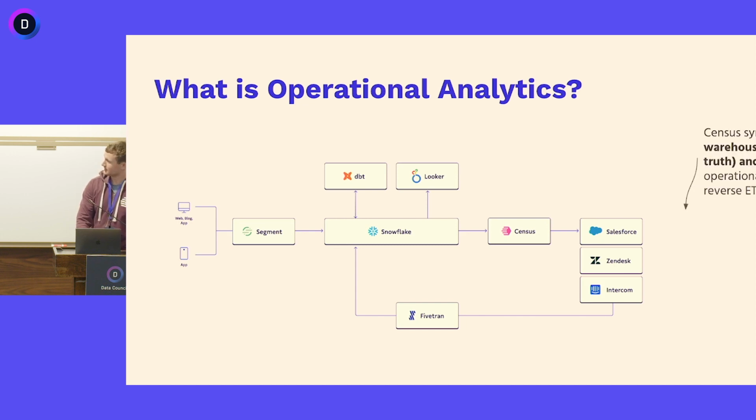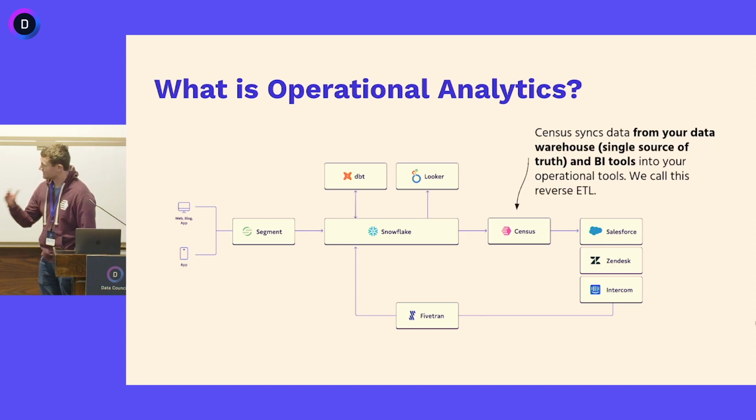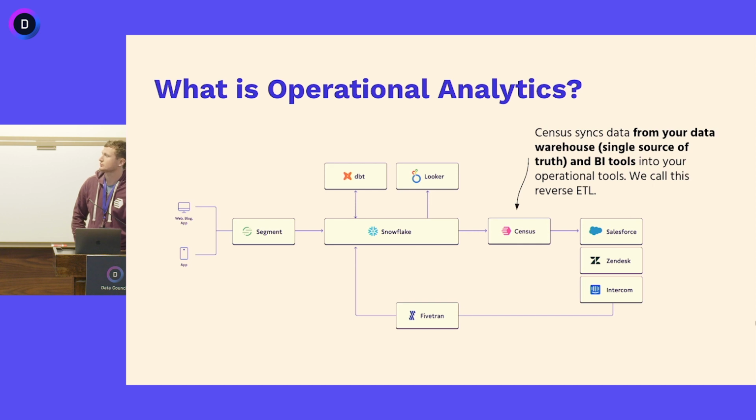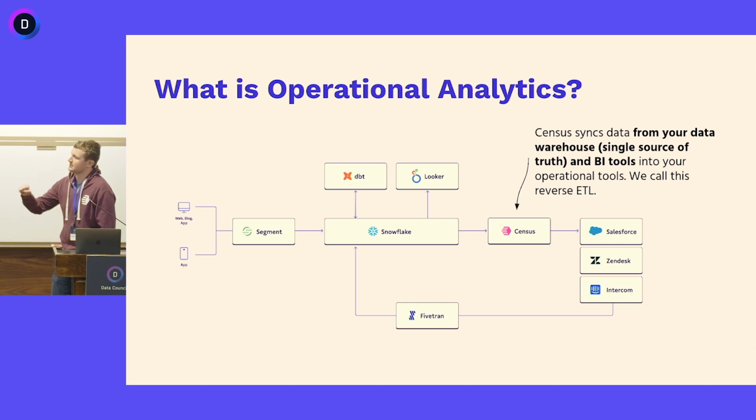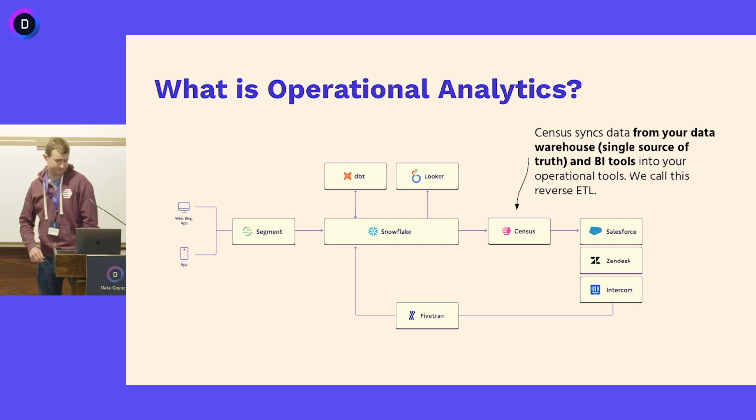And Census syncs that data from your single source of truth and from your BI tools into your operational tools. In this overall architecture, you have Fivetran as the ELT spoking in to the hub. You have Segment also handling event ingest spoking in. dbt is just a layer within your hub. And then Census is the spoke out into your business tools.